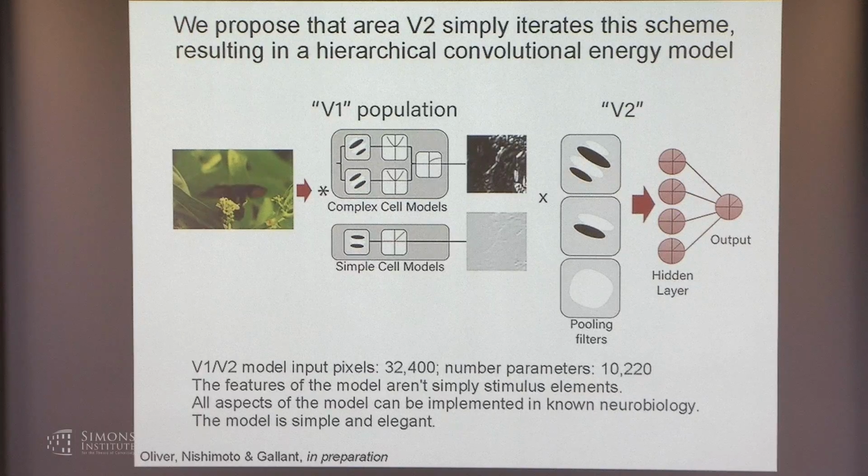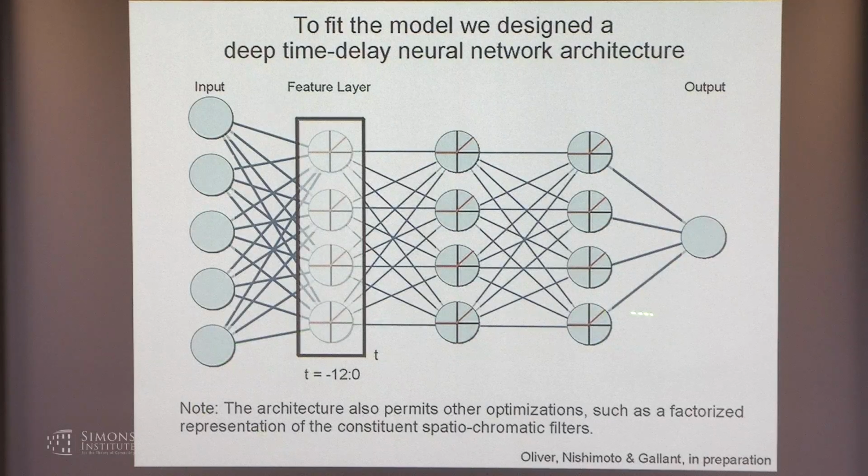Okay? So you can think of this model as a stacked V1 model. There's a V1 model. The input goes into V1, does whatever V1 does. The output of that goes into another V1 model that only differs in terms of scale. And these parameters are all fit. So this deep time delay network has a lot of parameters.